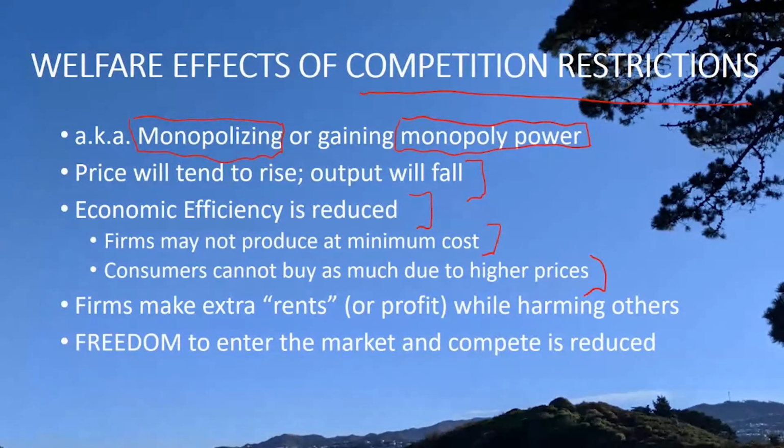Now, firms, as a result of restricting competition, make extra profit. But we have a term for that that's sometimes used in economics. We call them economic rents. And rents are supernormal, extra profits or extra returns that you're getting because of a special position that you have in the marketplace. The special position in this case is going to be monopolizing behavior or monopoly power. Okay, so monopoly power gives firms extra rents. That's kind of used equivalently to more profit.